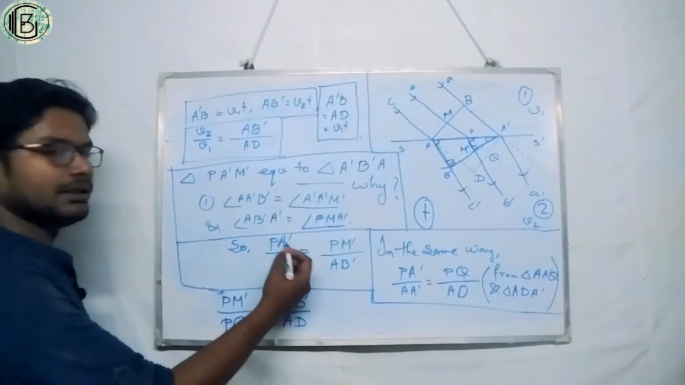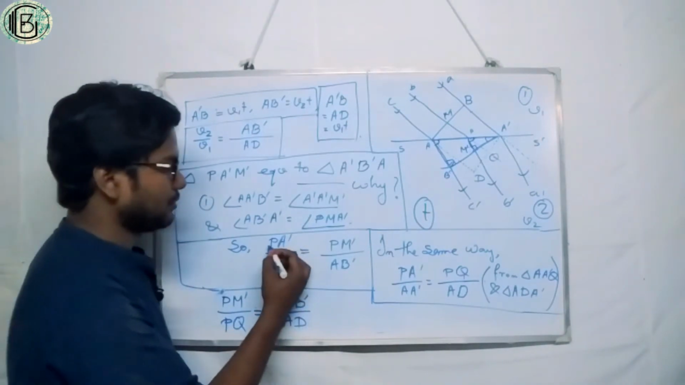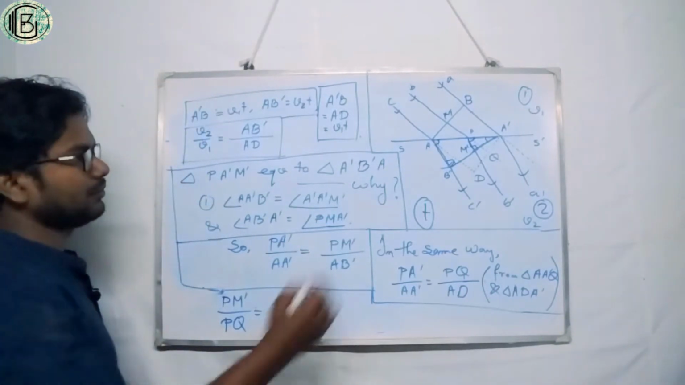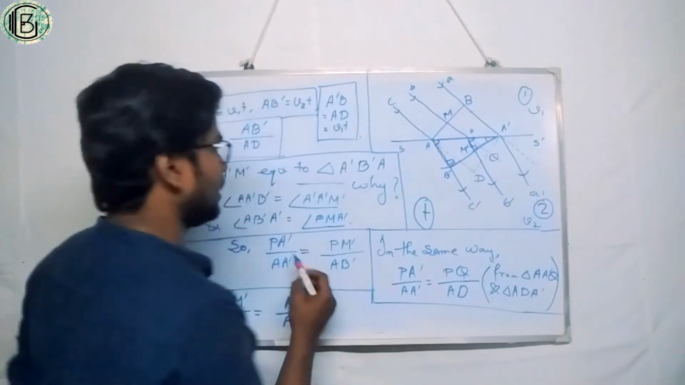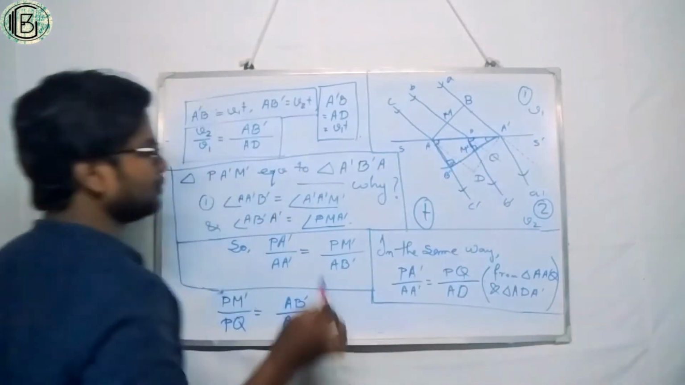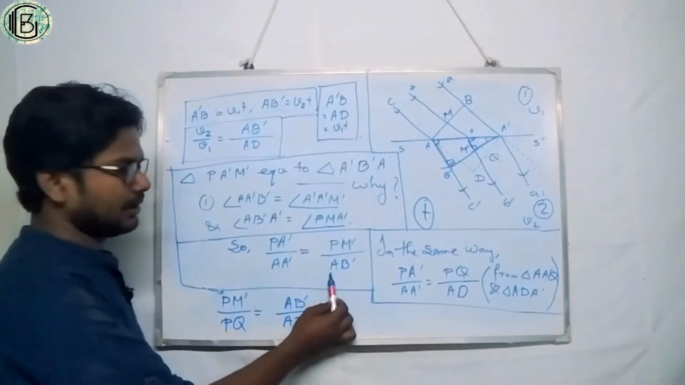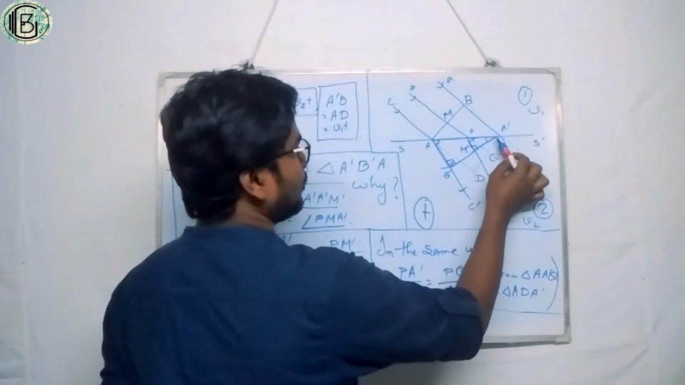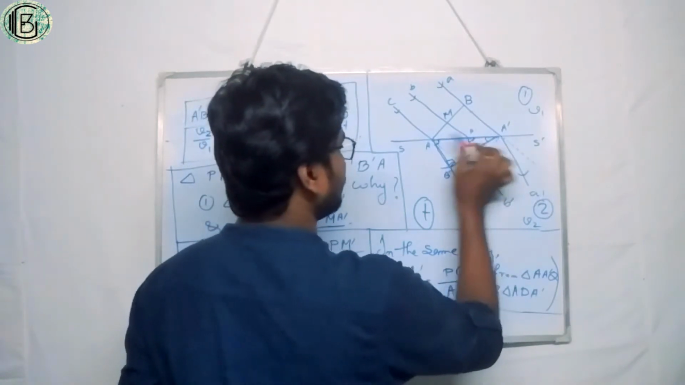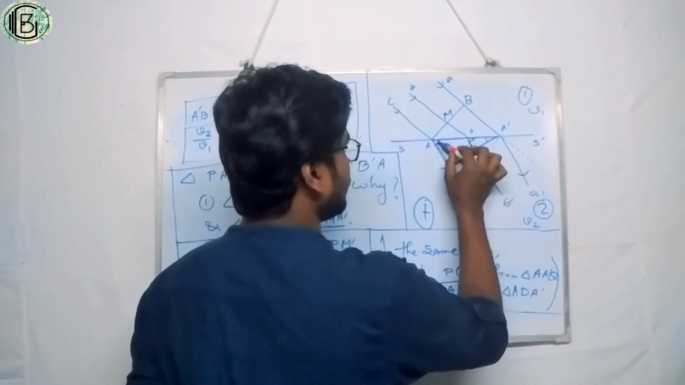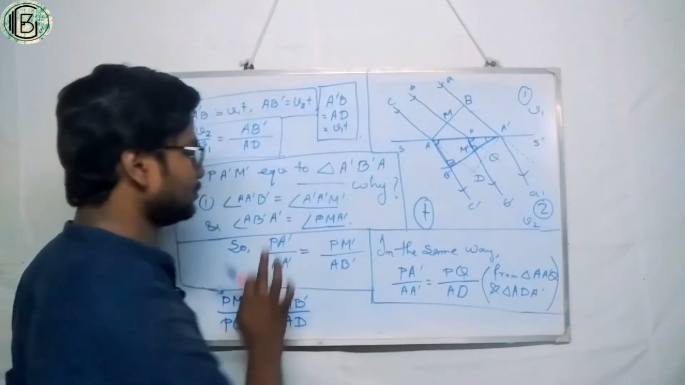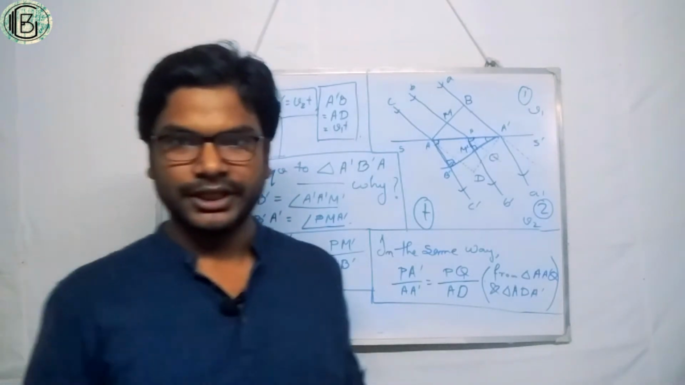So we can write that P A prime by A prime, that means this arm by this arm, equal to P M prime by A B prime. So this arm by this arm equal to this arm by this arm. Okay. So these two ratios are equal. The ratio of the arms are equal.